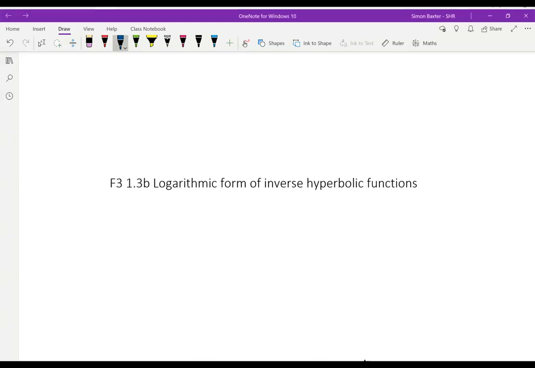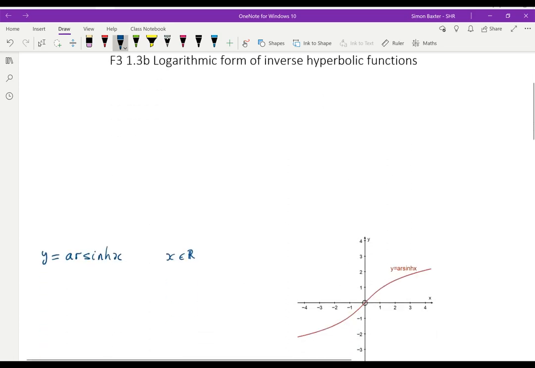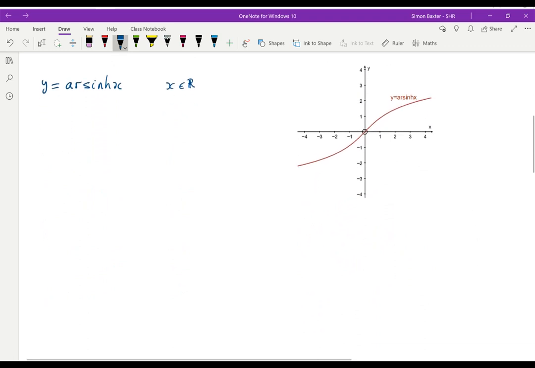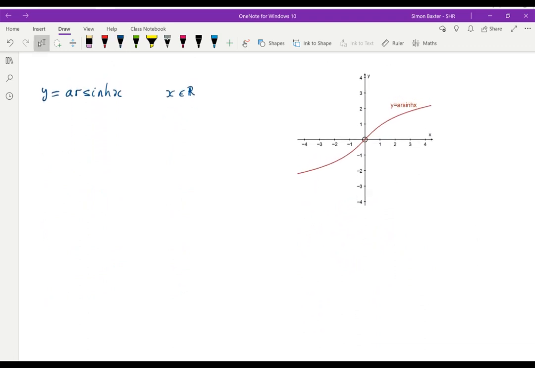In this video, I'm going to look at the logarithmic form of inverse hyperbolic functions. Let's start with y equals arsinh x. If we've got y equals arsinh x, then it follows that we must have x is equal to sinh y, which is a half e to the y minus e to the minus y.